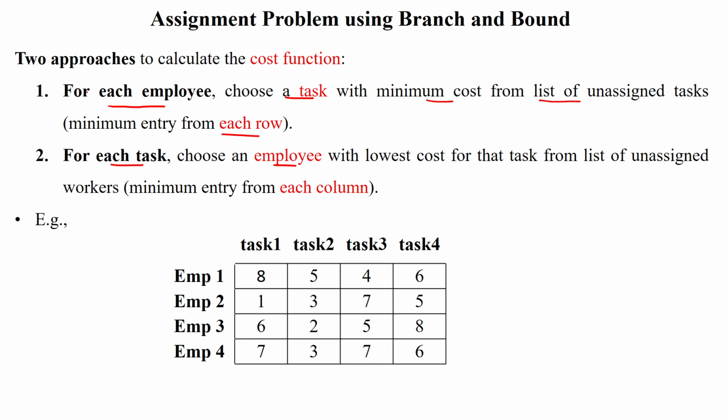So in the first option we can assign the task to the employee. In the second approach, for each task we can assign the employee. This is column wise selection. So the first one is the row wise selection and the second one is column wise selection. For each task we will assign the employee with the lowest cost of that task. So here we can choose any one of the approaches to solve the problem for calculating the cost using the least cost based branch and bound method.